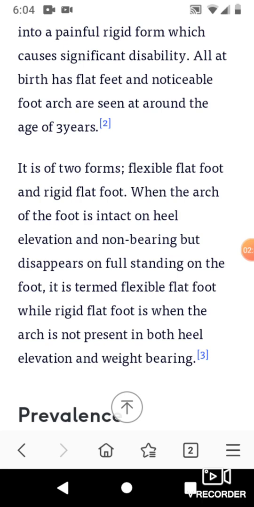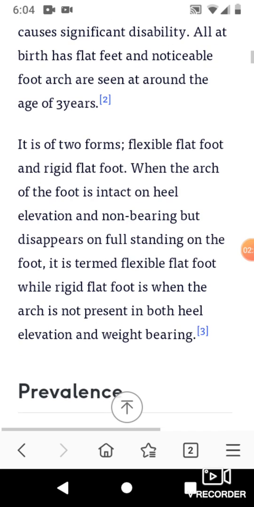The rigid flat foot is when the arch is not present in both heel elevation and weight bearing. Whether it is standing, weight bearing or non-weight bearing, the arch is not present, so it is rigid.